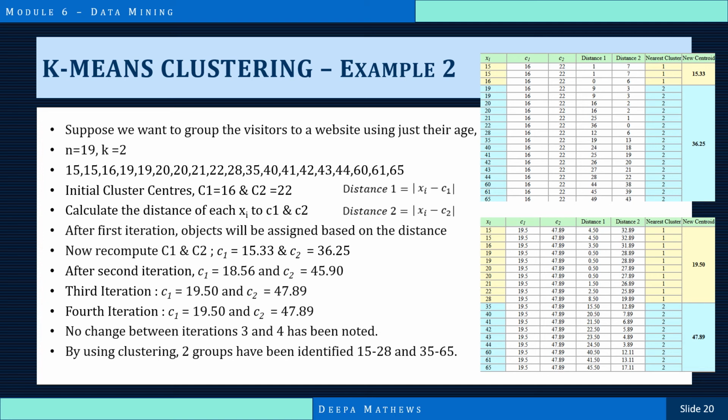By looking into the final table, we can see that xi, which consists of the age groups from 15 to 28, forms one cluster. Then the age groups from 35 to 65 belong to the second cluster, right? So by using clustering, 2 groups have been identified: the age group between 15 and 28, and 35 to 65.